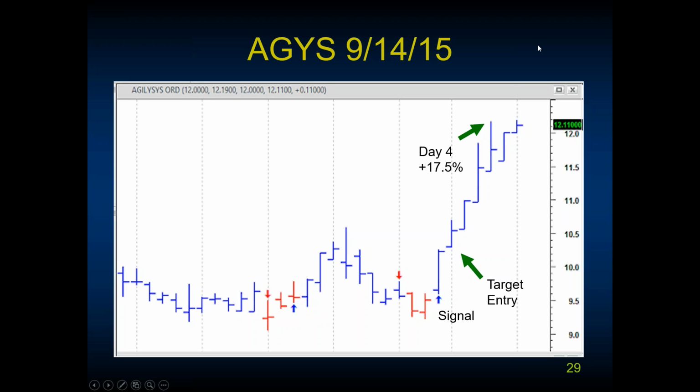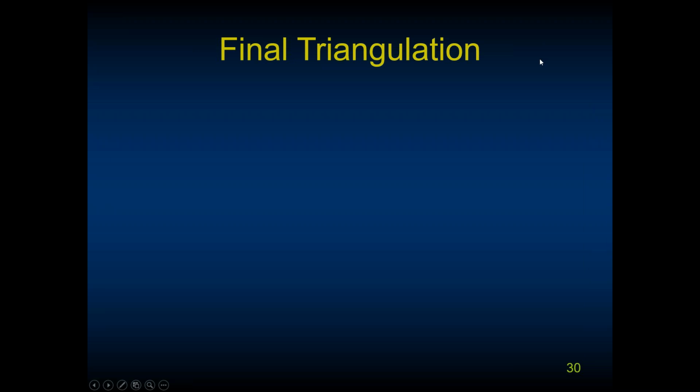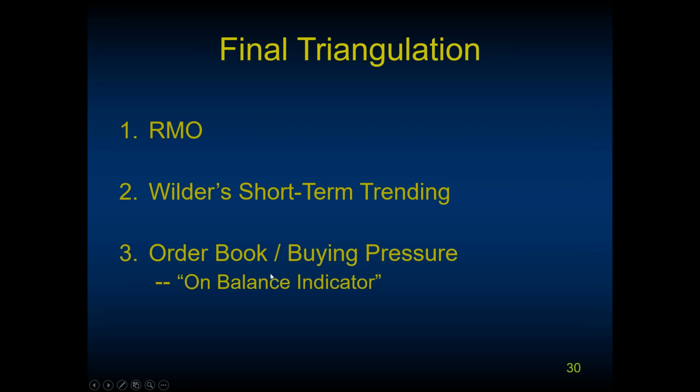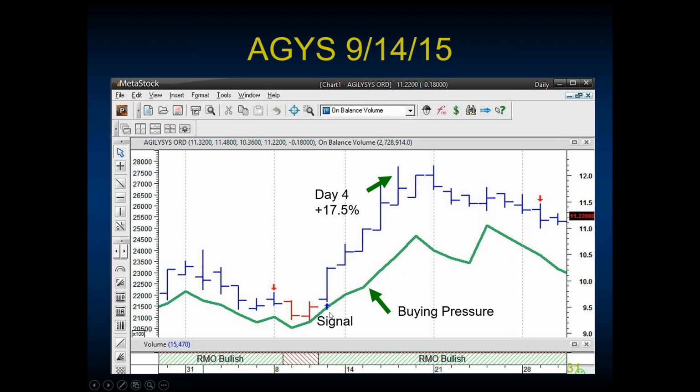So this is sort of the advantage that we feel in this type of methodology for using RMO with the Wilder. Now the final triangulation: we use RMO, we use Wilder's short-term trending, and we use order book buying pressure, or as Metastock calls it, the on-balance indicator. We overlay that. This is the third component of the triangulation. And what we do is we use it to corroborate.